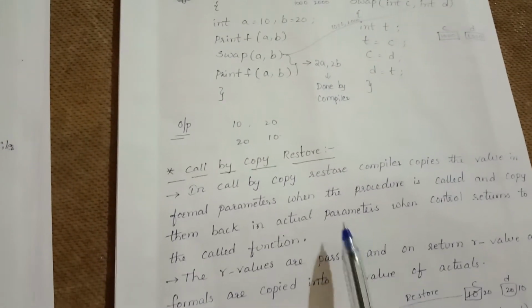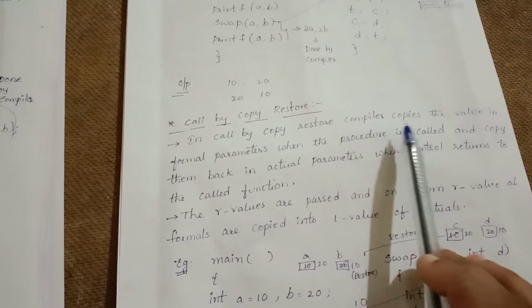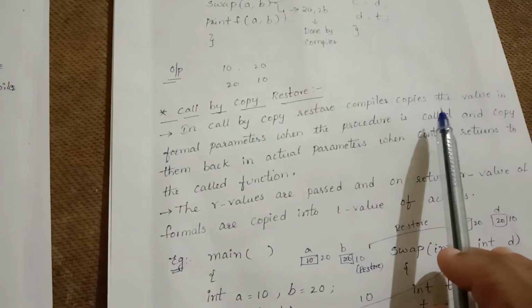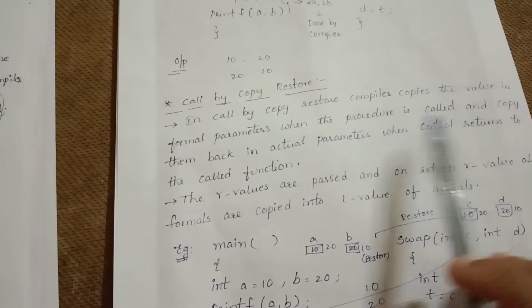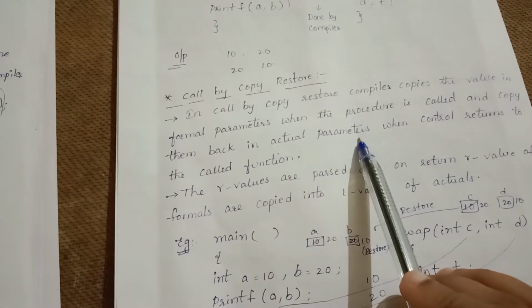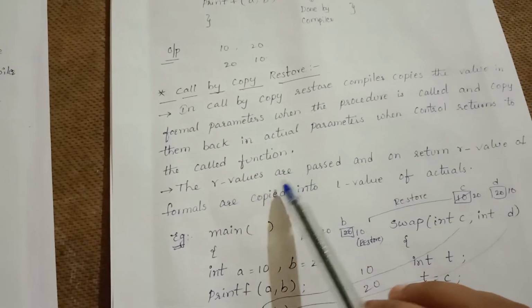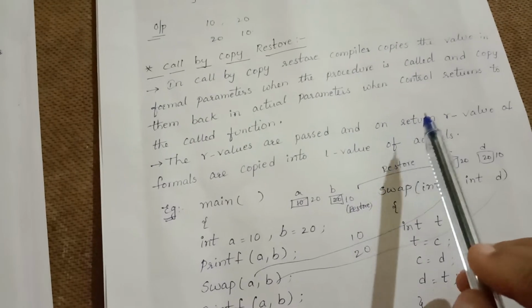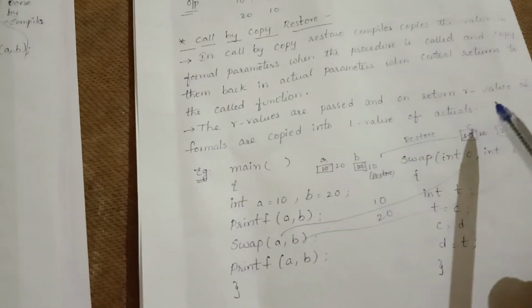Next one is call by copy restore. In call by copy restore, the compiler copies the value into formal parameters when the procedure is called and copies them back into the actual parameters when control returns to the calling function. The R values are passed, and on return the R values of formals are copied into the L values of actuals.